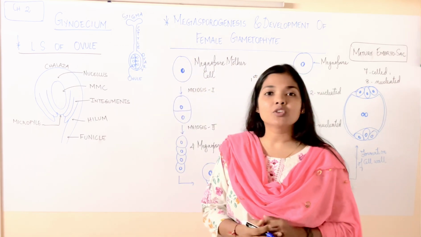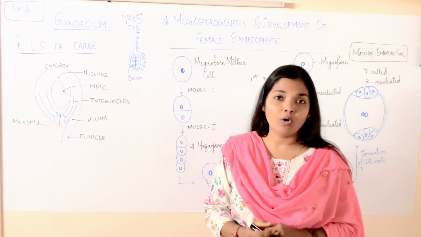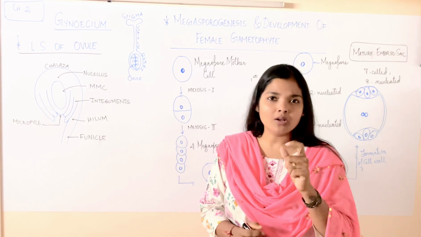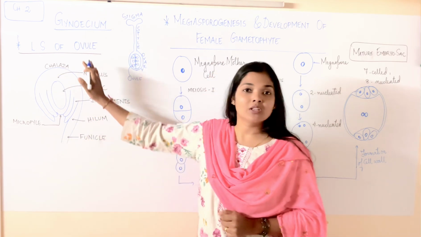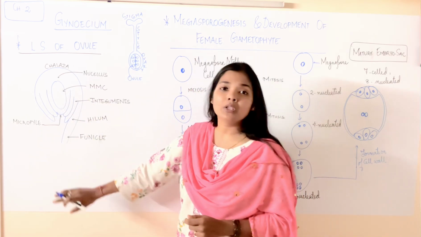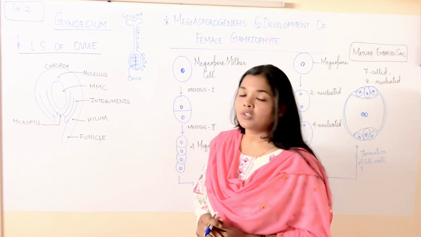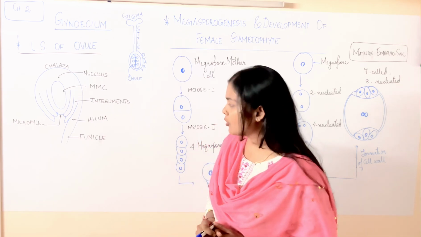The ovary consists of numerous ovules. Ovules remain connected to the ovary wall with the help of a small stalk-like structure. We call it as the funicle. This shows the longitudinal section of an ovule. The kind of ovule shown here is anatropous ovule. There are usually four kinds of ovule, of which we are only going to study about the anatropous ovule.